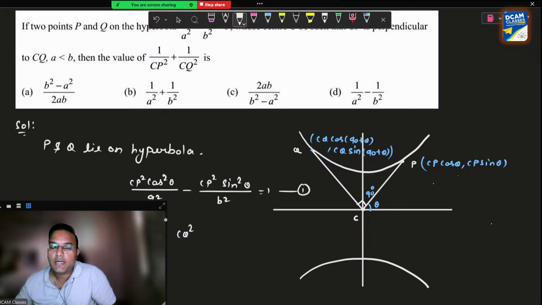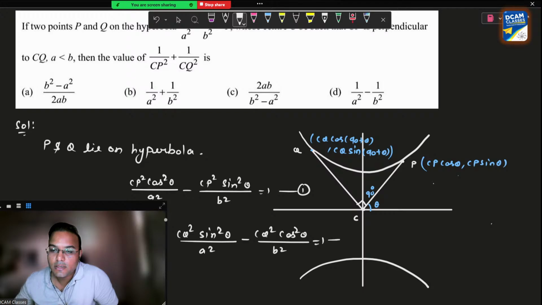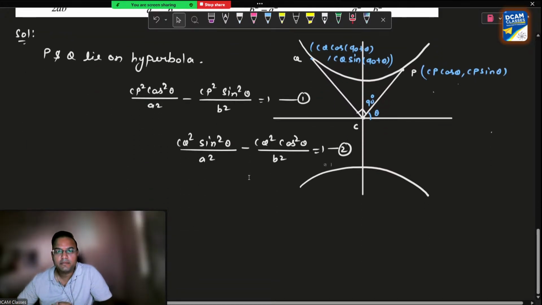What is cos of 90 plus theta? Minus sin theta. Doesn't matter. Sin square theta by a square and cos theta, cos square theta by b square. These are the two equations. I think it's easy to simplify them.